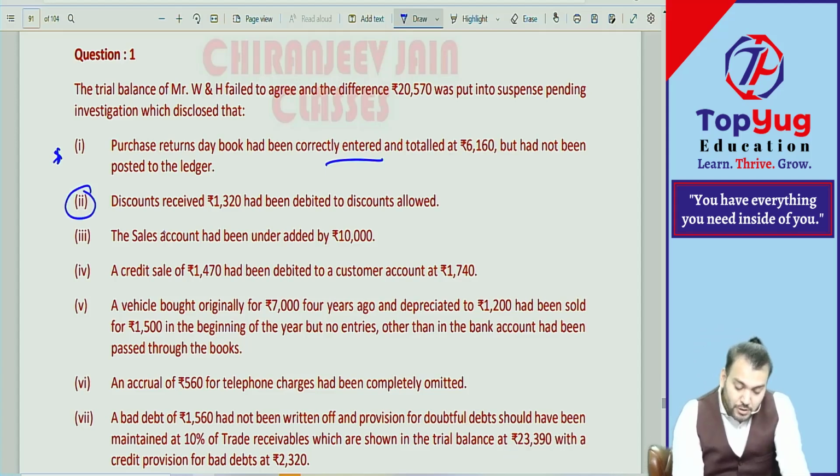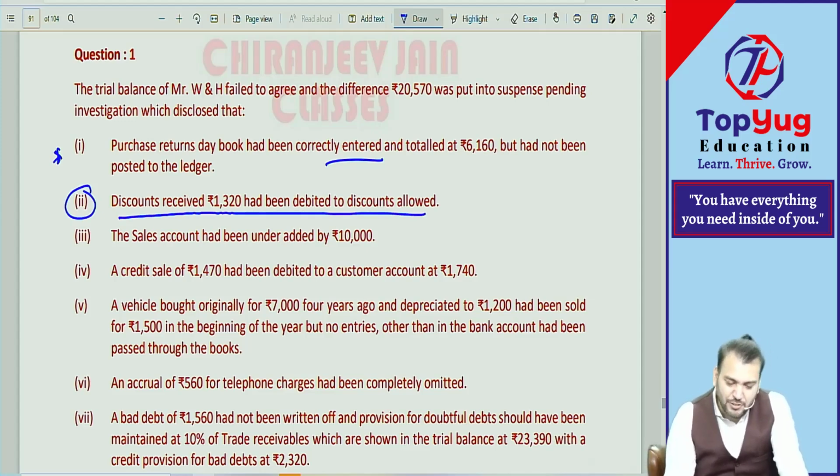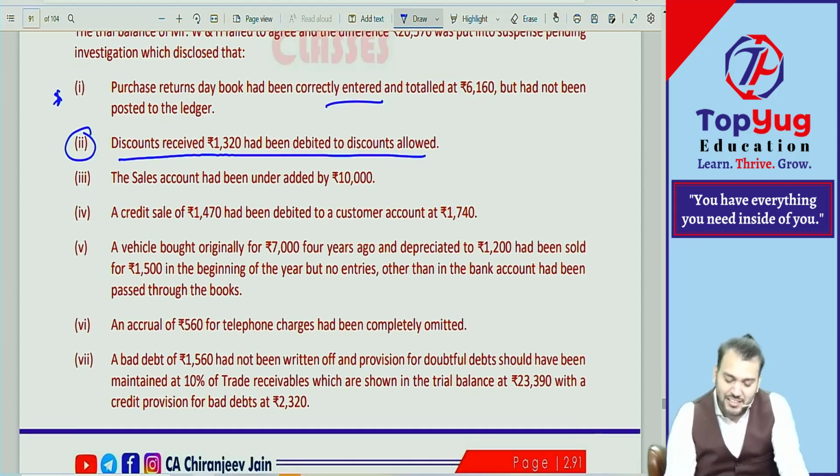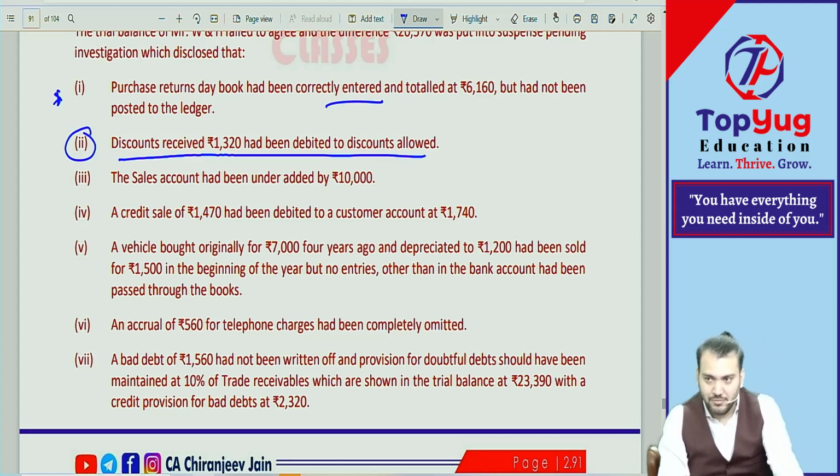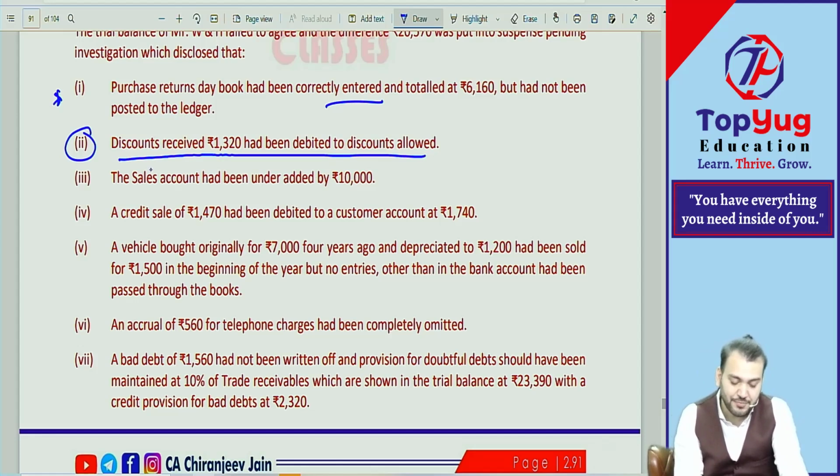Come to the second point. Point number two: discount receipt of 1320 has been debited to discount allowed account. Very simple, you will say. Don't answer directly; when you do something in a hurry, you make mistakes. Take your time but give the correct answer. What is the rectification journal entry? Discount receipt has been debited to discount allowed account. Discount allowed debit.